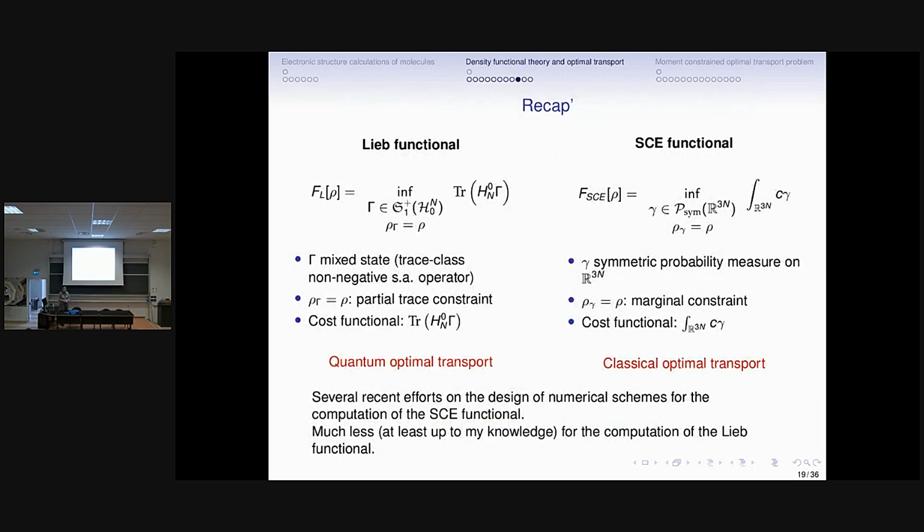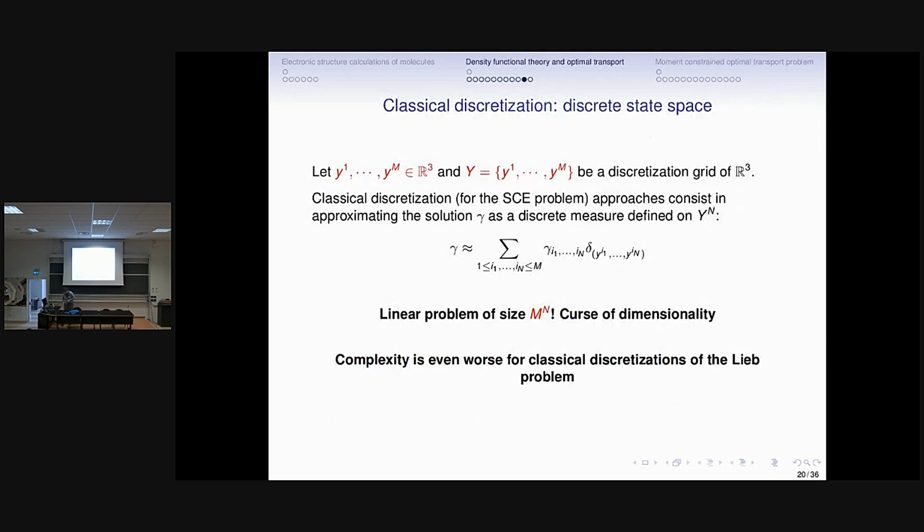Okay, so just a brief recap. So far, I've introduced two approximations of the Levy-Lieb functional that are both related to optimal transport theory: the Lieb functional, which reads like a quantum optimal transport problem, and the SCE functional, which reads like a classical optimal transport problem. These are two different approximations, both interpreted in terms of quantum or classical optimal transport theory. And what we've done is to design numerical methods to approximate these two quantities.